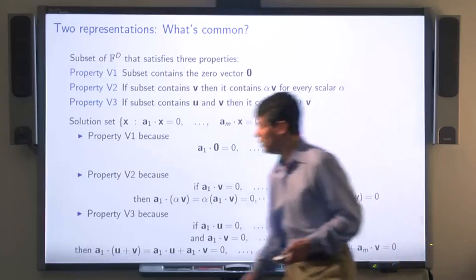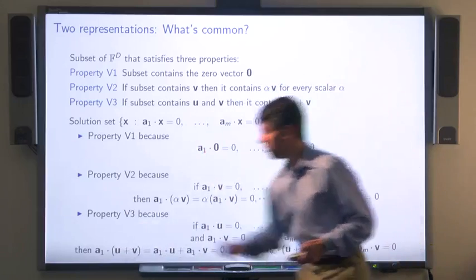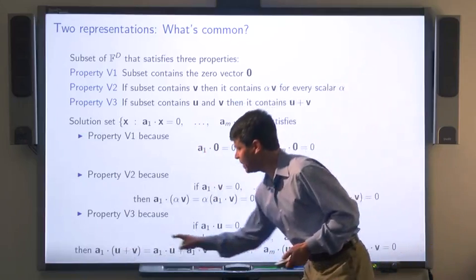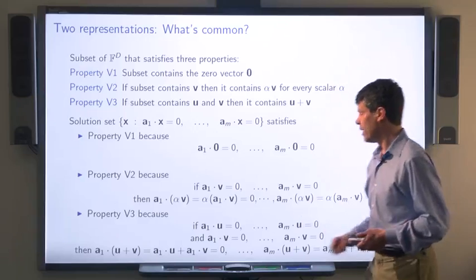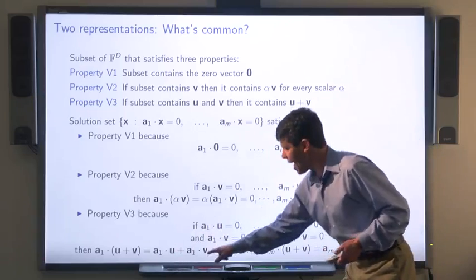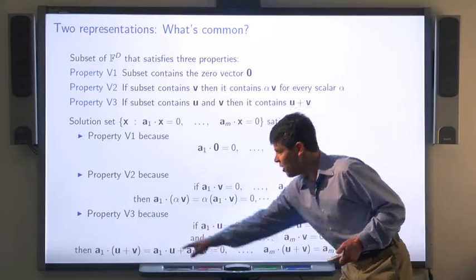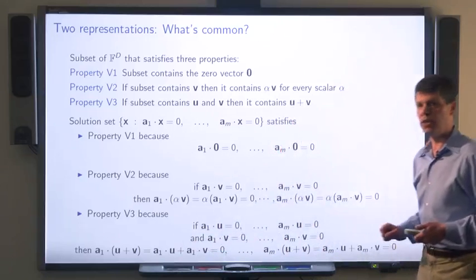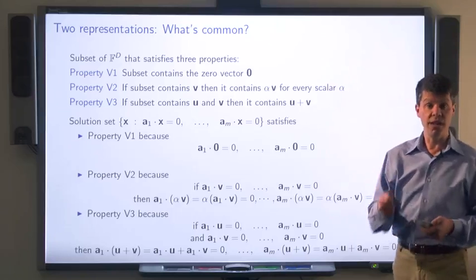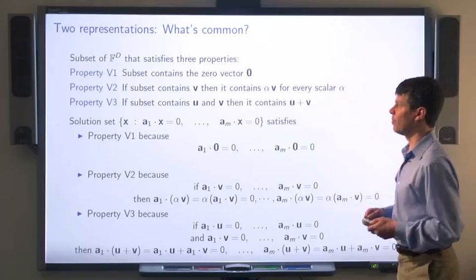Why is that? Let's look at the dot product. a1 dot u plus v is the same as a1 dot u plus a1 dot v by the distributive law. a1 dot u is 0, a1 dot v is 0, therefore their sum is also equal to 0. So this shows that all those equations also hold of the sum u plus v.